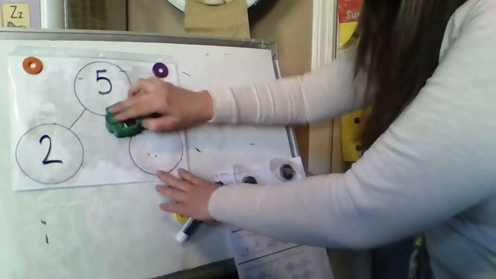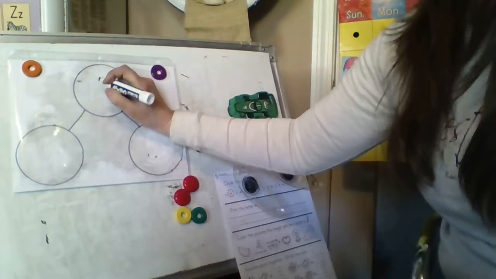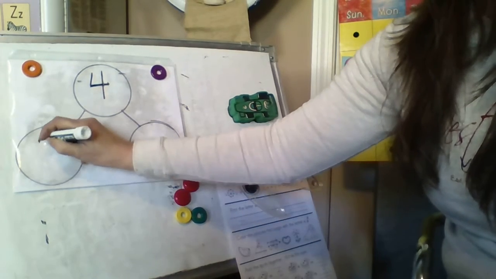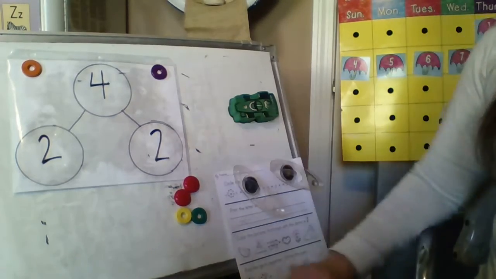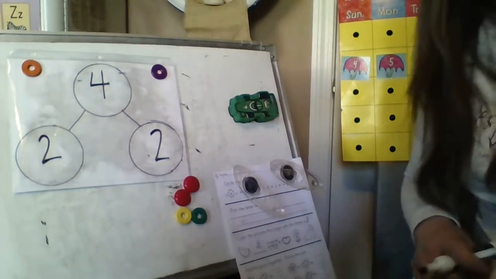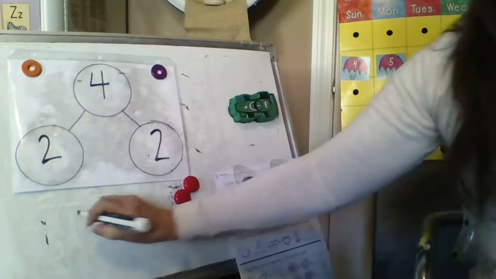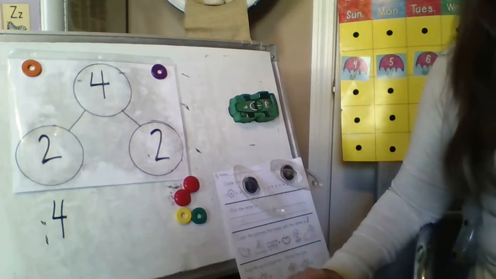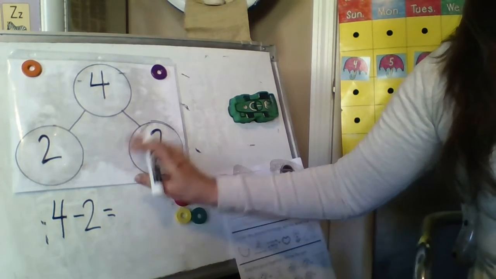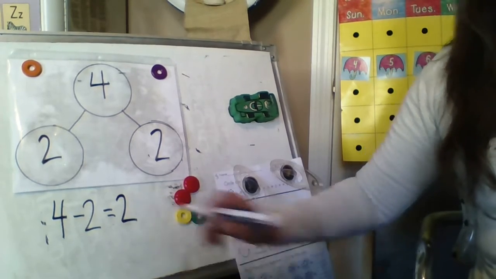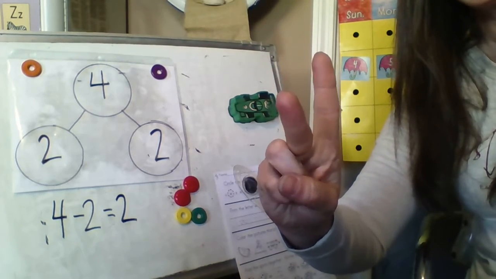So if I tell you a number bond, let's try this one. Those are the number bonds, right? 4, 2, 2. If we were going to subtract, we have to start with the whole number, the biggest number. So you would say 4, and what are we going to take away? Take away 2. And what does it equal? 2. Let's see if it's right. 4, take away 2 equals 2.